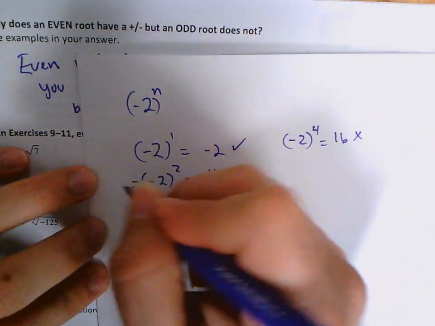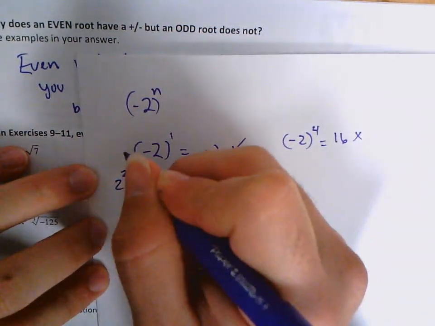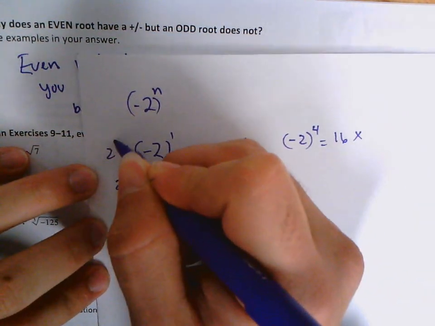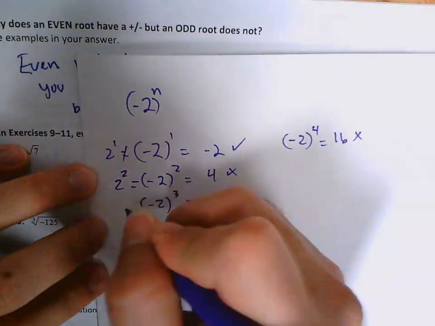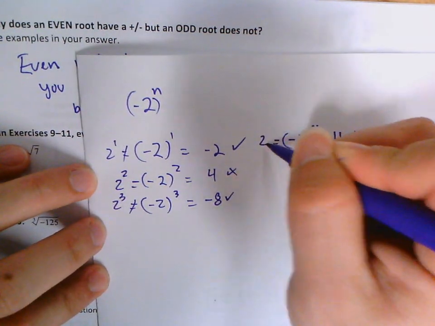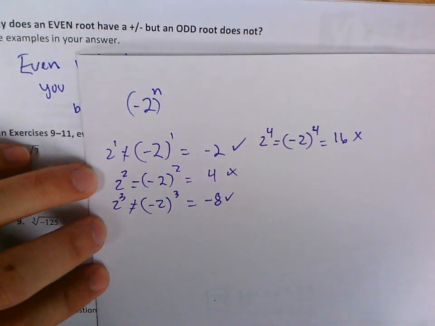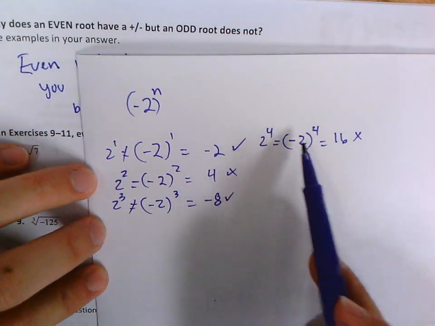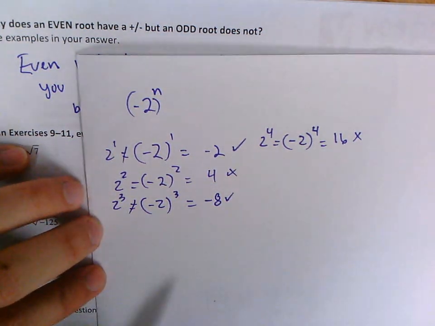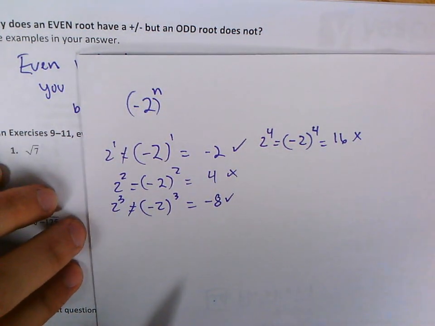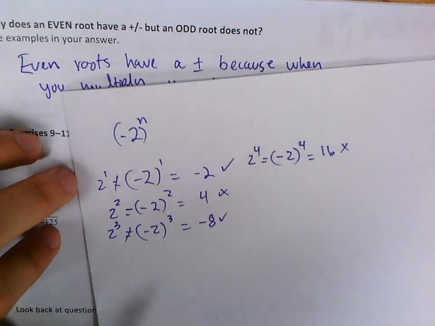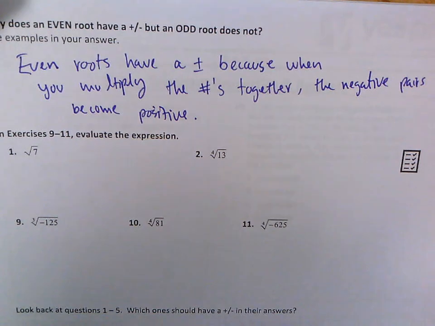Let me write this down. So 2 squared is not equal to 2 to the first power. This is not equal to 2 to the third power, but this is actually equal to 2 to the fourth power. So you can see how 2 to the fourth power is the same thing as negative 2 to the fourth power. Hopefully that is making a little bit of sense. It is very important that you understand this part to know how the square root works.